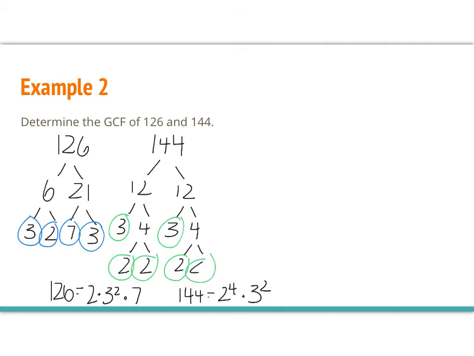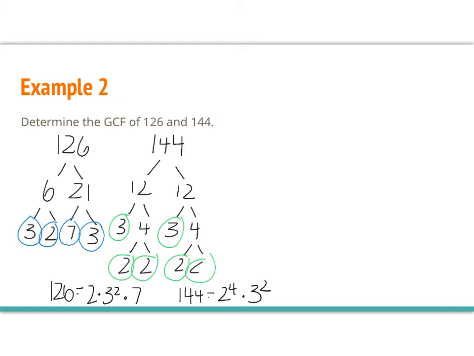All right, if you take a moment and pause yours and do this as well, we should get the same answer. 126 is 2 times 3 squared times 7. Again, because there's two 3s, 3 times 3 is 3 squared. 144 comes out to 2 to the power of 4 times 3 to the power of 2.